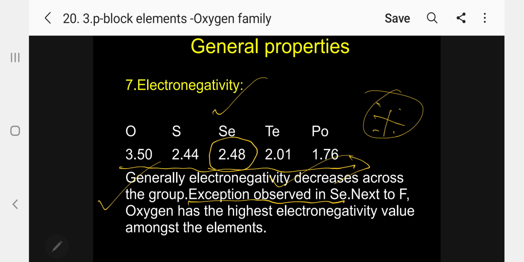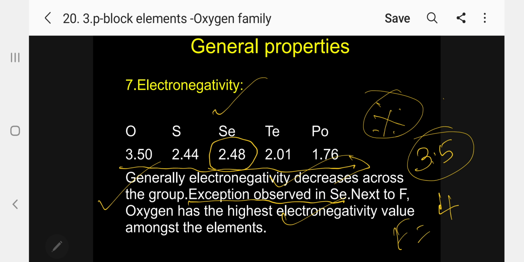So next to fluorine, oxygen has the highest electronegativity value among the elements. Oxygen is 3.5, fluorine is 4. So it is the second highest electronegative element among the elements present. Please follow.